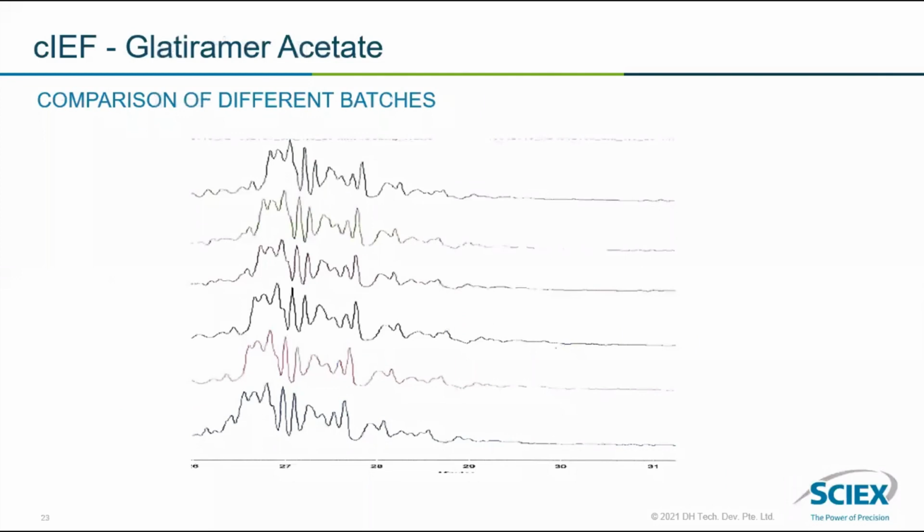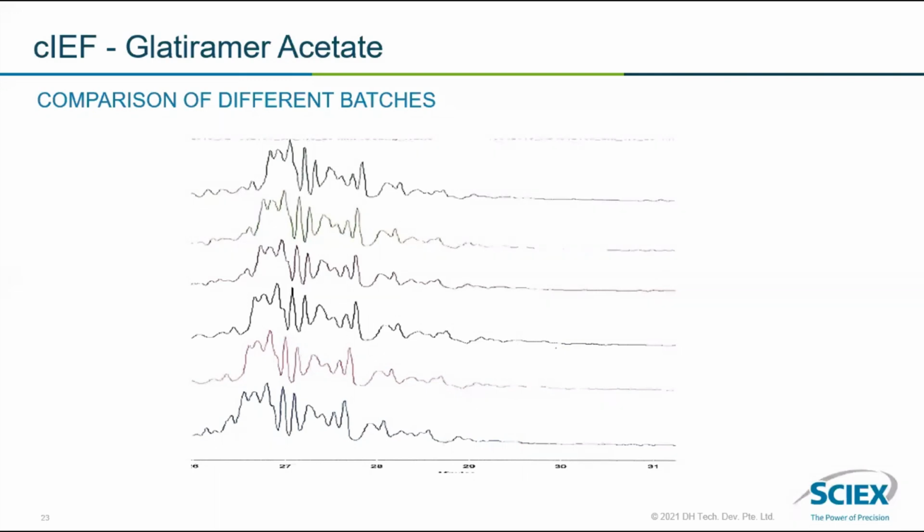The second example I have is the separation of glatiramer acetate. What we have done is we compared the different batches of this glatiramer acetate by using capillary isoelectric focusing. And you can see here the separation of different batches of glatiramer acetate. Basically, this kind of data will give you an idea that this kind of molecule contains polydispersity, and you can see the changes in polydispersity in glatiramer acetate.